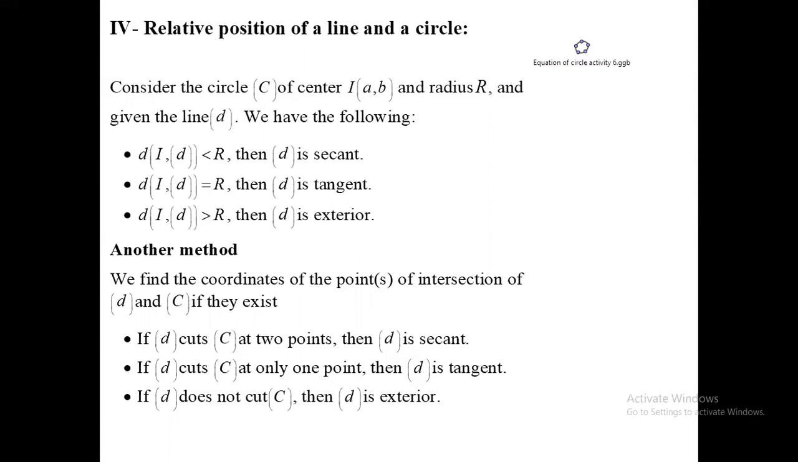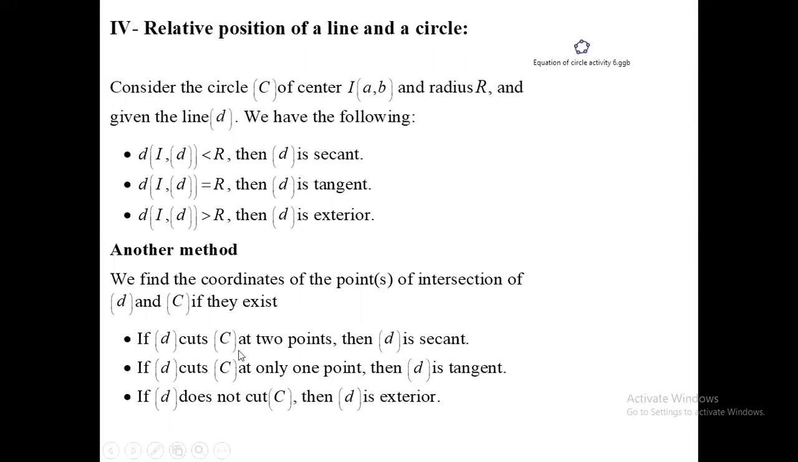Also, to find the relative position of a line and a circle, you may not calculate the distance from the center to the line. You can go directly to solving the system, as if you are trying to find the points of intersection. So, another method: we try to find the coordinates of the point or points of intersection between the line and the circle by solving the system.